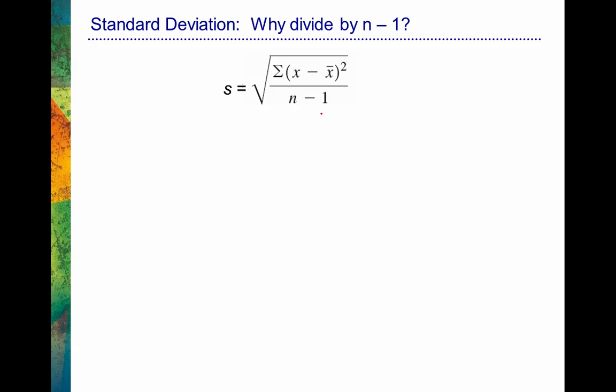Why are we dividing by n minus 1 when we compute the standard deviation? Why aren't we just taking a basic average? I mean, we're summing up all of these deviation scores. When we compute an average, we sum things up and we divide by the number of scores. Why are we dividing by n minus 1?